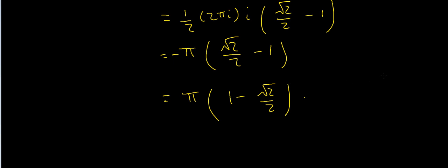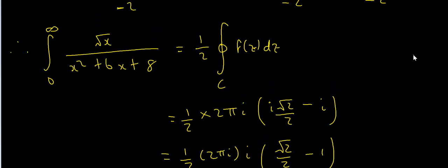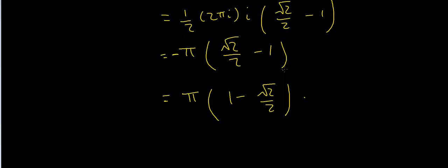So therefore, the integral from 0 to infinity of this function, root x over x squared plus 6x plus 8, is equal to this very nice number here, pi times (1 minus root 2 over 2), which is a very beautiful result. So that's the end of this video.